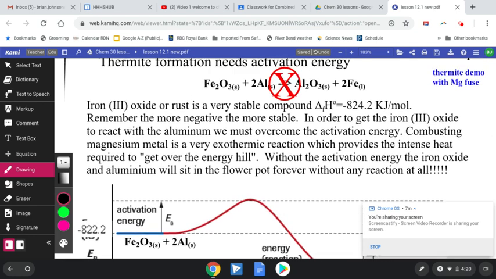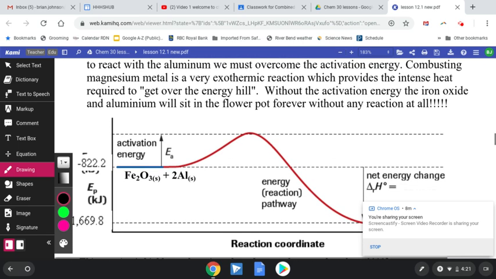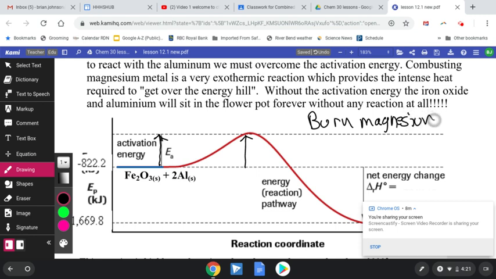Okay, so now we're going to look at the same reaction with a little more information. We're going to do it as an energy pathway diagram. And as you can see from the diagram, this one has quite a bit of activation energy. When I do this one as a demonstration to get over the energy hill, I will either burn magnesium metal right inside the reaction to heat it up, or we'll use another reaction with glycerol and potassium permanganate.